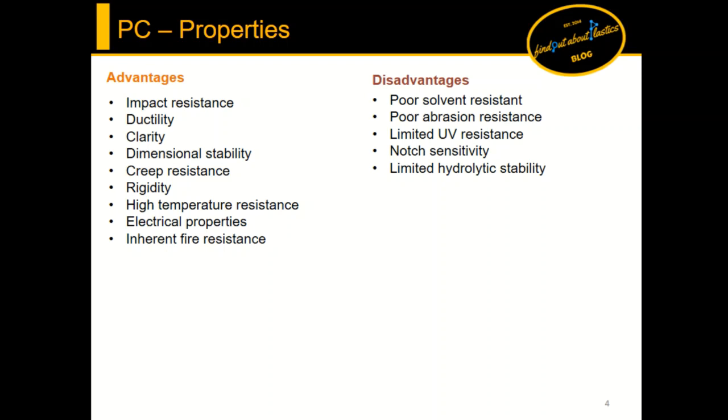Polycarbonate properties. Impact resistance, ductility, clarity, and dimensional stability are major advantageous properties, which make polycarbonate an excellent engineering plastic. Furthermore, polycarbonate has inherent flame resistance, good electrical properties, and can be used at elevated temperatures up to 120 to 140 degrees C. Regarding chemical resistance, polycarbonate has poor solvent resistance, notch sensitivity, and limited hydrolytic stability. This needs to be taken into account during material selection.